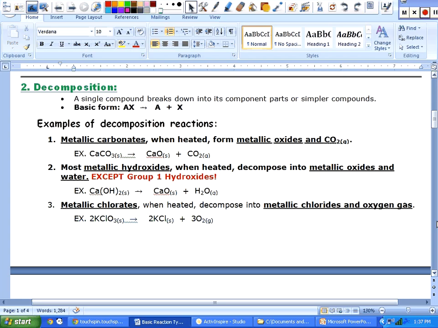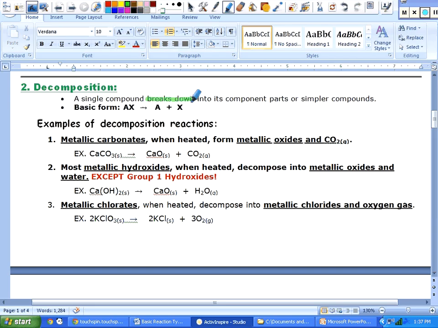Number one, the first type of reaction we covered on Thursday was synthesis. What does synthesis mean? Okay, you take A and you take B and you make AB. Well, we're going to look at the opposite of that today. We're going to look at decomposition. What does decomposition mean? Exactly, right here it says to break down.